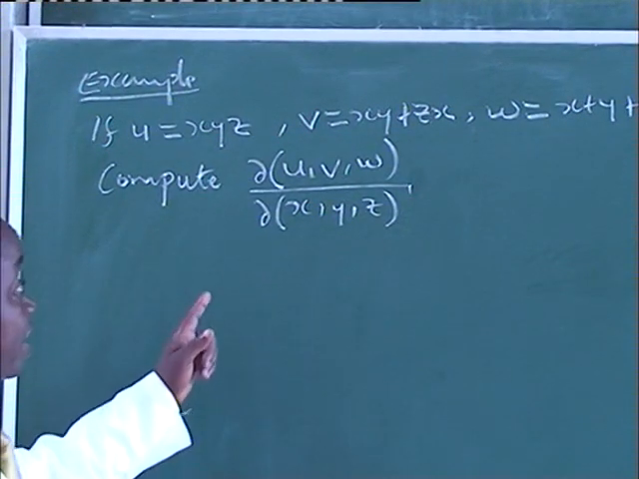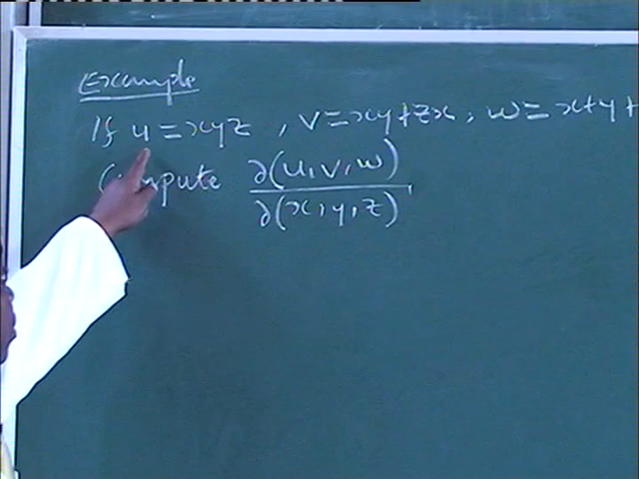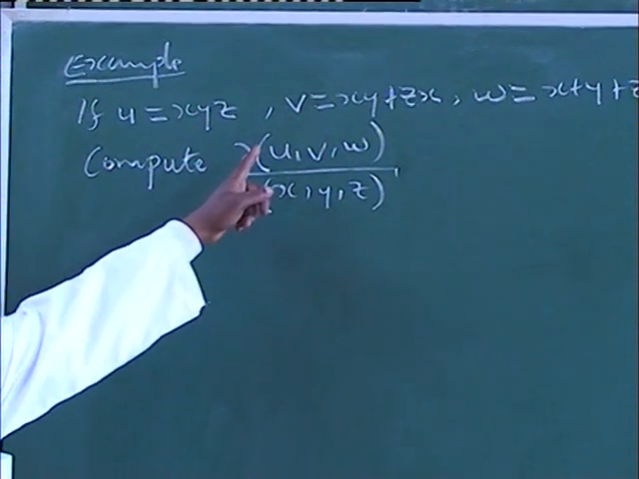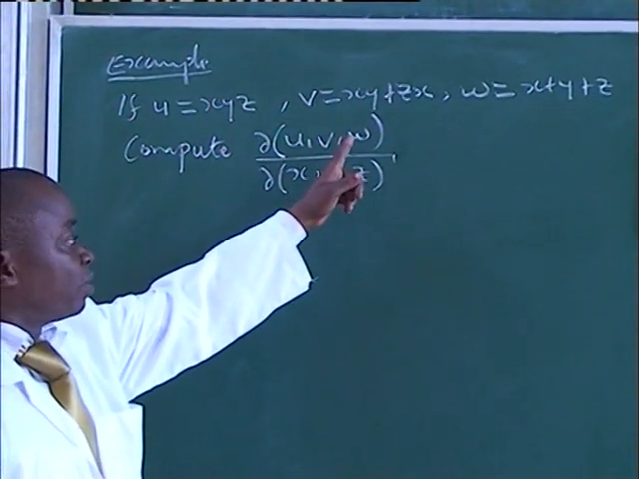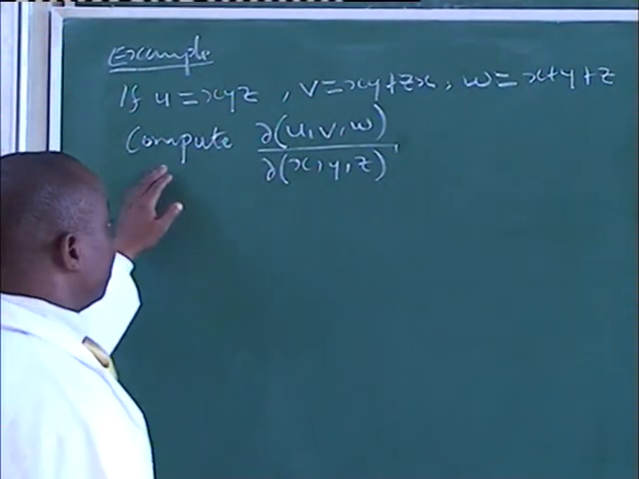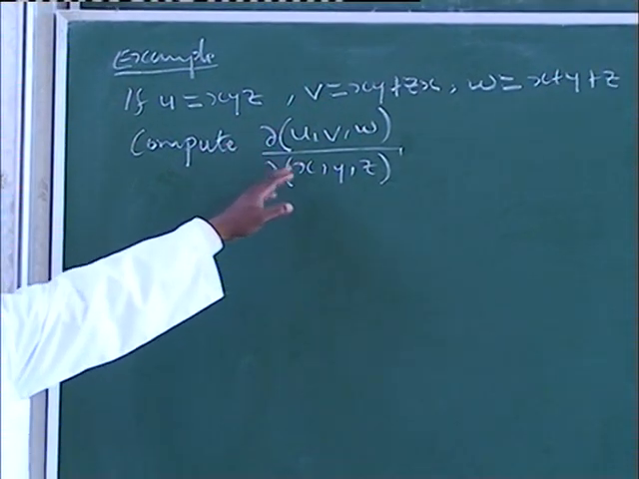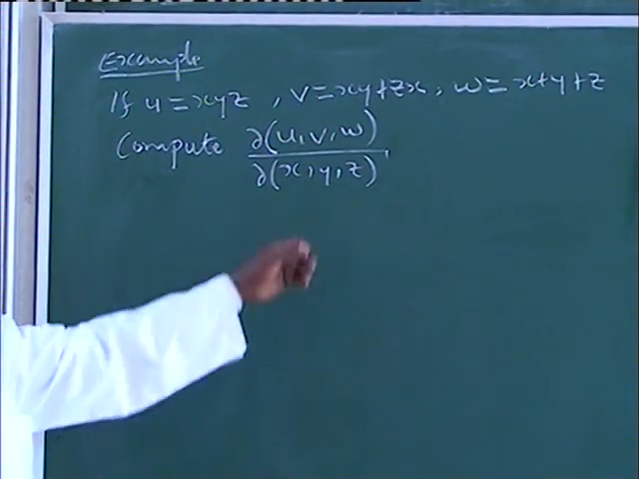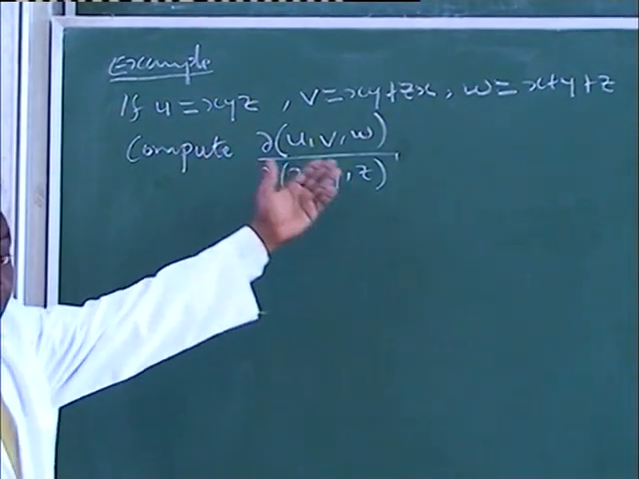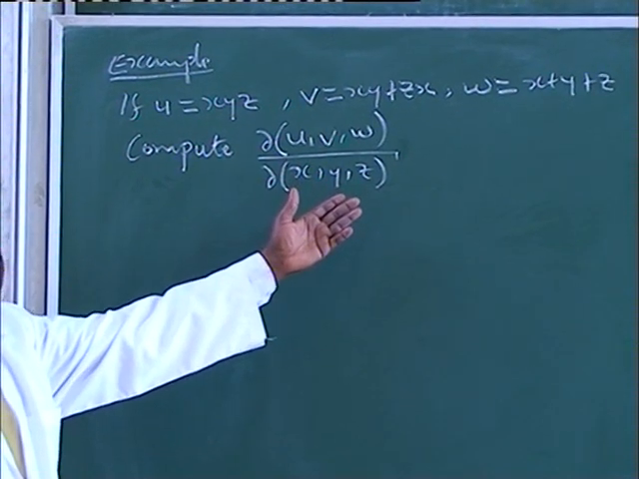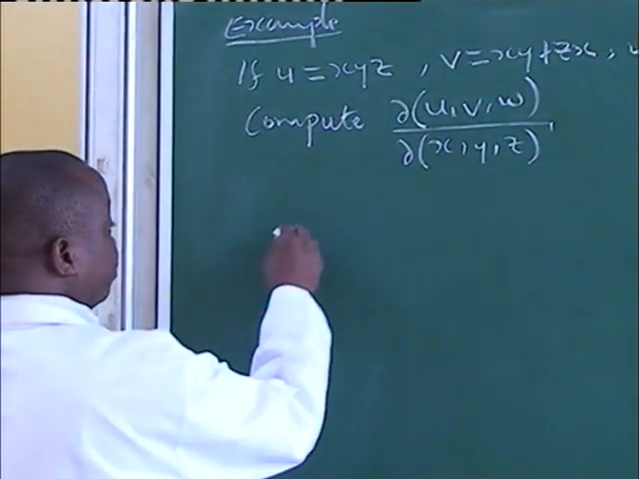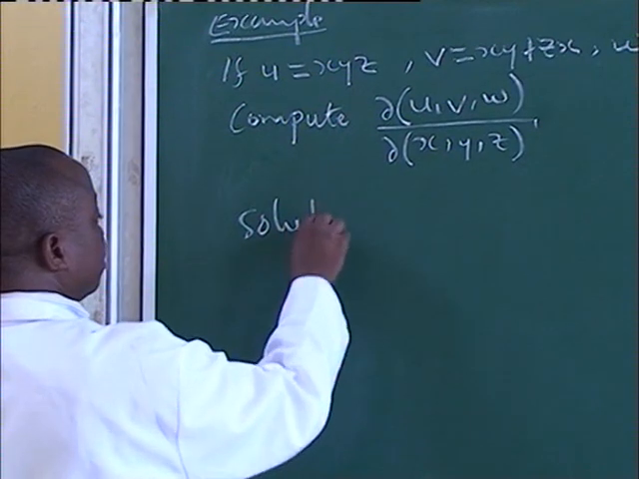Now, we are looking at another example. If u is equal to xyz, v is equal to xy plus zx, w is equal to x plus y plus z, compute the Jacobian of u, v, w with respect to x, y, and z. So, in this one, we see that we have three functions of three independent variables, x, y, z. So, the solution is in this way.